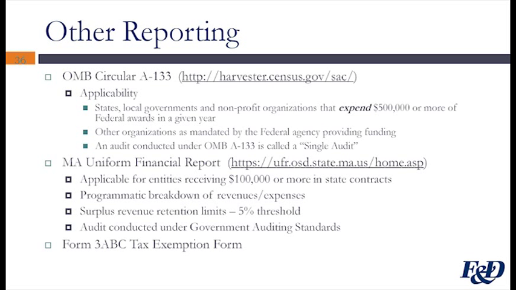And then the last type of reporting that we typically see in a healthcare entity would be any governmental reporting under OMB Circular A-133, which is for states, local governments, and nonprofit organizations that expend $500,000 or more of federal awards in a given year. This is also commonly known as a single audit. And if you're in Massachusetts, the Uniform Financial Report, which is applicable for any entities receiving $100,000 or more in state contracts. In addition, the Form 3ABC, which is a tax exemption form, needs to be filed on a yearly basis to ensure you're not paying any property taxes for your exempt organization.